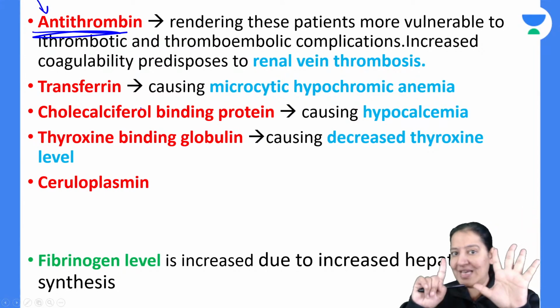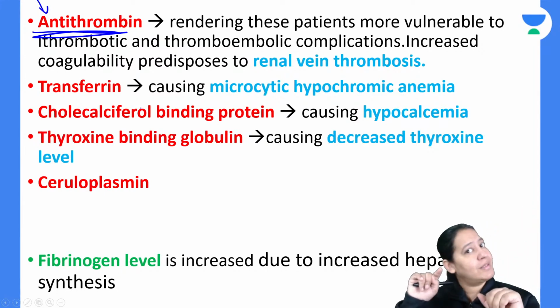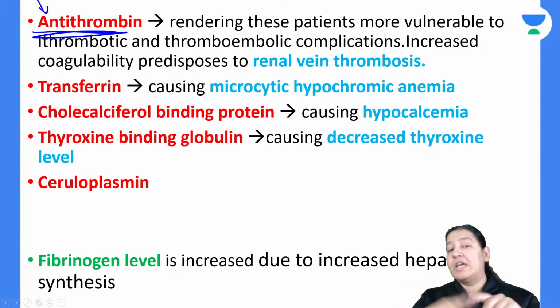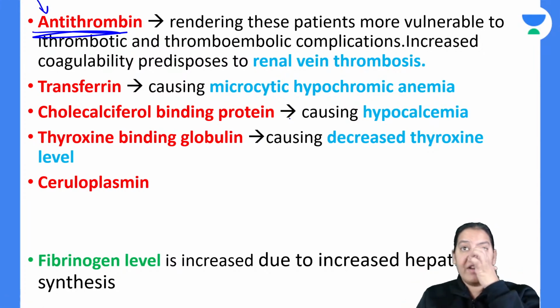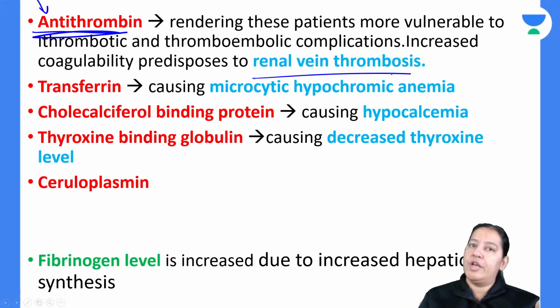There are 6 features of nephrotic syndrome. Now, what is the sixth one? The last one is hypercoagulability. Why will the patient have hypercoagulability? Because of loss of antithrombin in the urine. So blood will have less antithrombin, and less antithrombin will result in hypercoagulability of blood. So the patient will have renal vein thrombosis or other hypercoagulability syndromes.